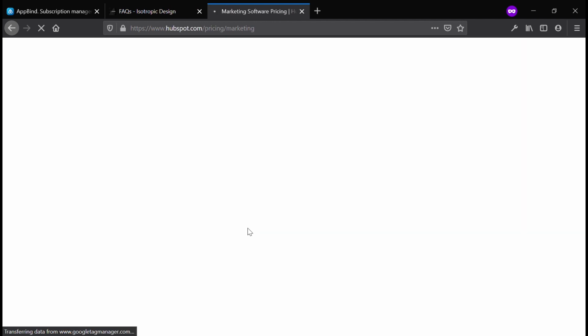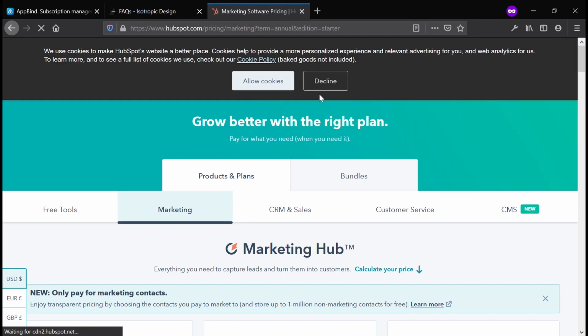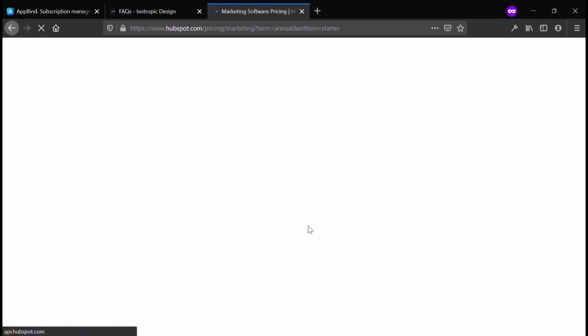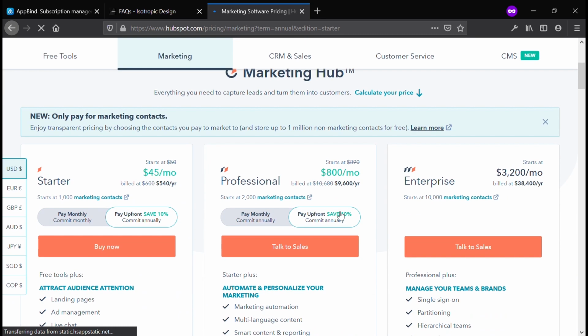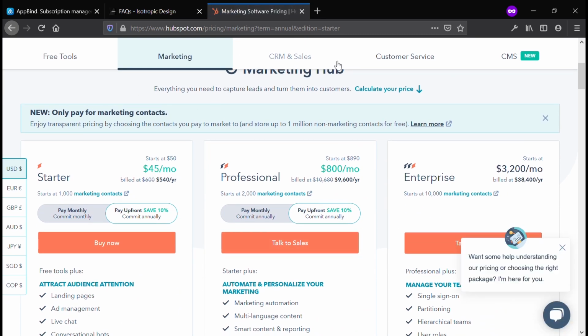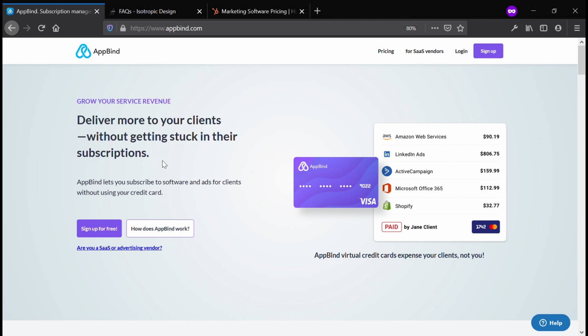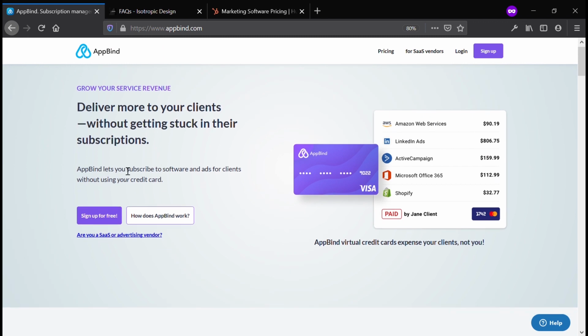And for that, we use a tool called Appbind. And Appbind is a unique tool. I don't know how new it is, but it hasn't been around for a crazy long time. We were really one of the first companies to ever use it.